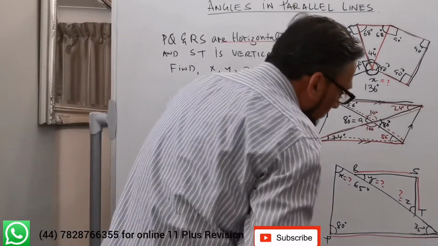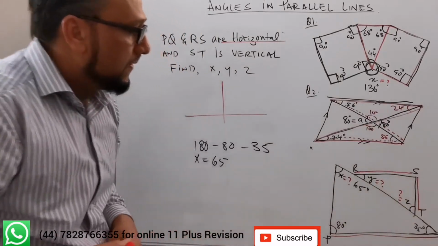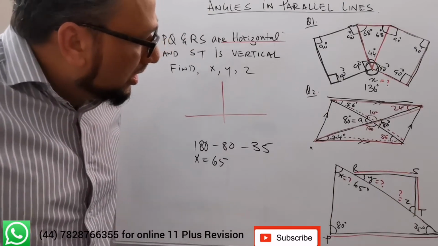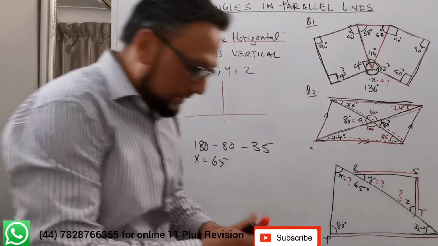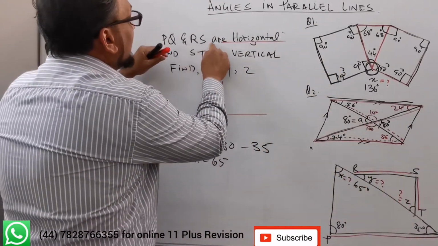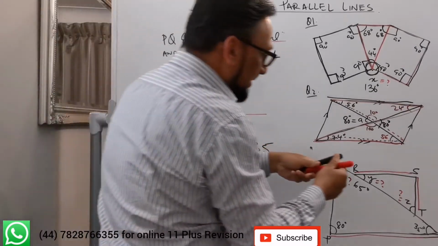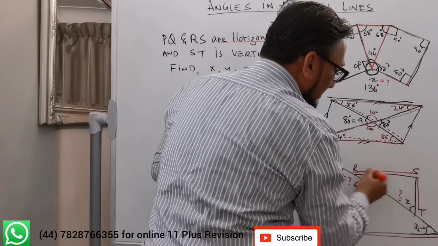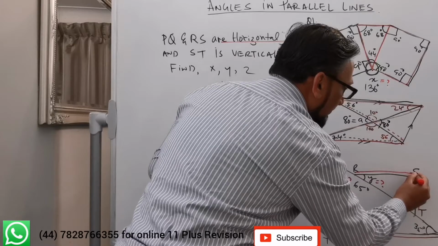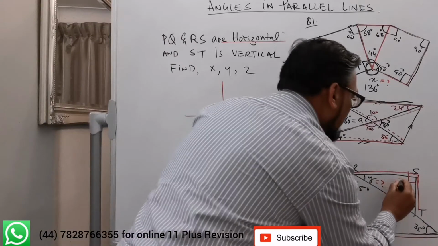And now, how we can work out Y, Z? The small triangle, we don't know any value, okay? But we know that they explain you about RS and ST, okay? RS is a horizontal line. So it means RS is a horizontal line and ST is a vertical line, this one. So it means this angle will be 90 degree.